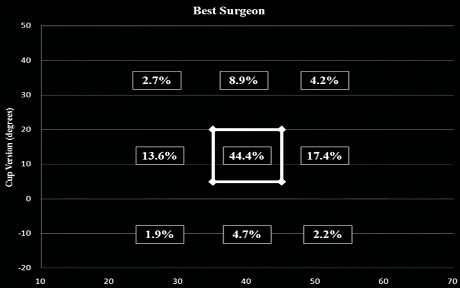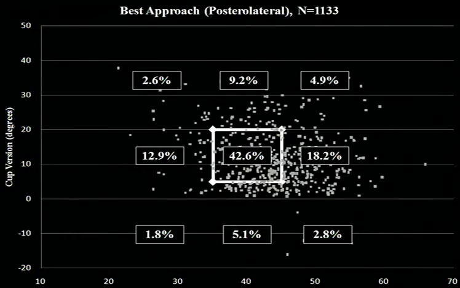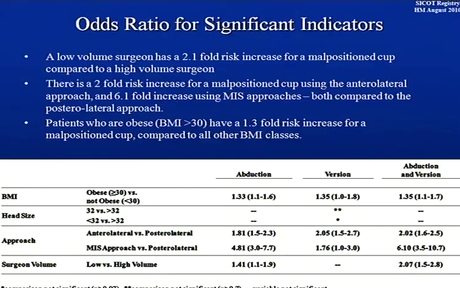The best surgeon had 45%. The worst surgeon had 13%. These are fellowship, dedicated arthroplasty surgeons. The best approach was the posterolateral, with 43% in target. The worst was MIS, with only 18%. So clearly, if you don't see what you do, you don't get a good outcome. Don't do MIS.